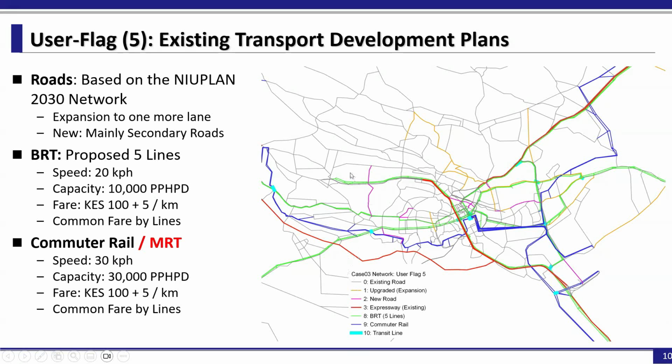0 is existing roads, and 1 is upgraded sections, which are proposed in the new plan. The pink line is a new road. And 3 is the existing expressway sections, Thika Road and the Nairobi Expressway. The green one is the BRT. Blue one is the commuter railway. And this sky color line is the transit sections.